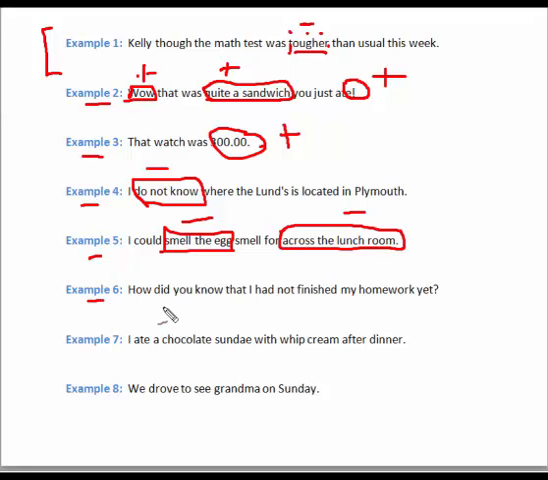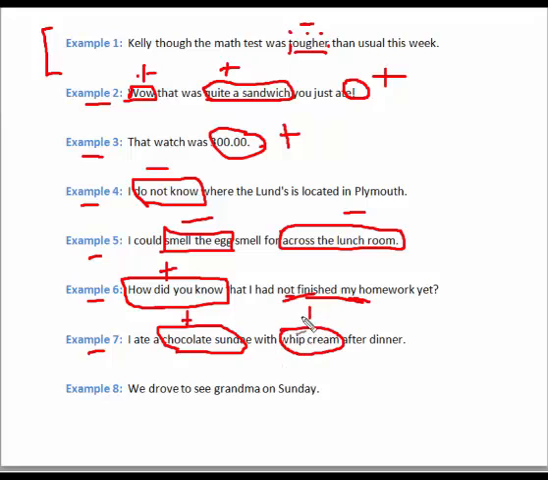Example 6, how did you know that I did not finish my homework yet? How did you know? That's assuming the other person knew. That means it's positive. Even though this kid did not finish the homework assignment, the other person was clever enough to know. The tone is positive. That's a tricky one. Number 7, I ate a chocolate sundae with whipped cream after dinner. Chocolate sundae, positive. Whipped cream, positive as well.